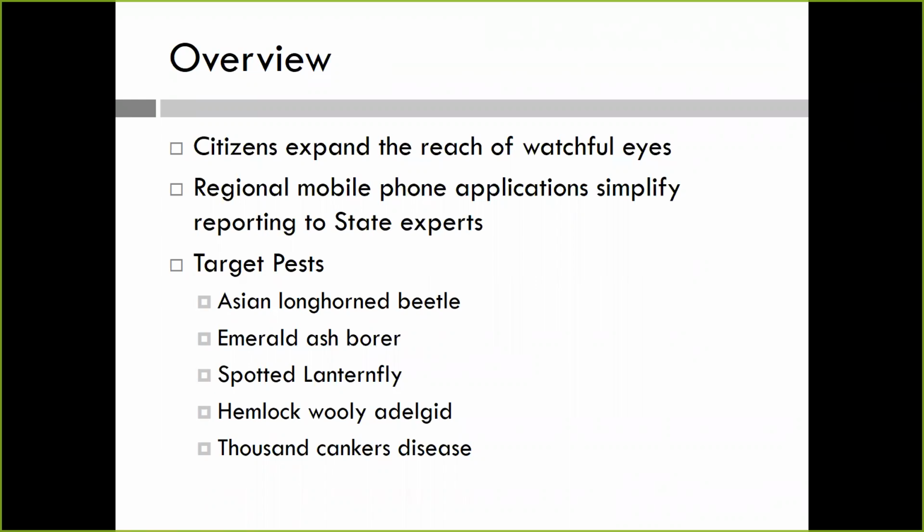Most recently, a couple of mobile apps have been developed to allow citizens to take photos of suspicious looking creatures and send them to state experts, people like myself, who can confirm them, and then send out a team of actual inspectors to determine whether or not the pest is there. Today I'm going to talk about 5 pests: the Asian longhorned beetle, emerald ash borer, spotted lanternfly, hemlock woolly adelgid, and thousand cankers disease.